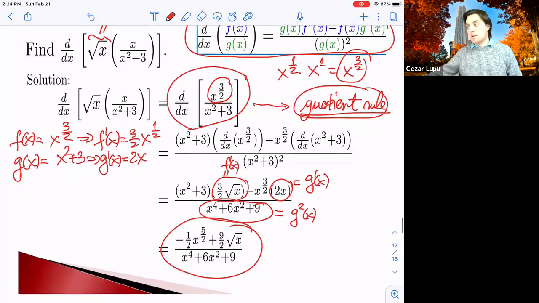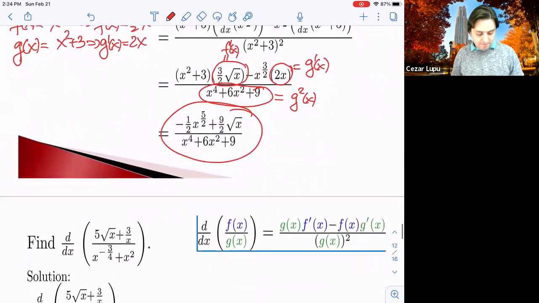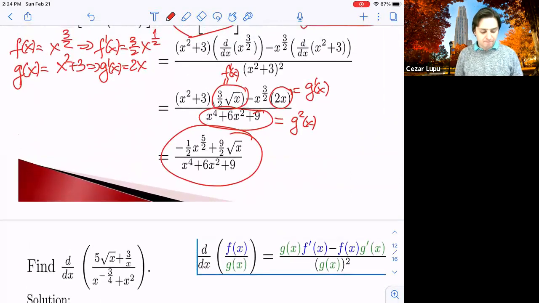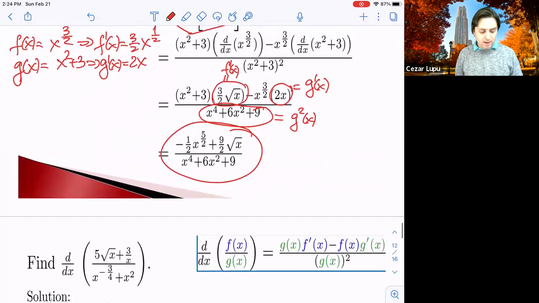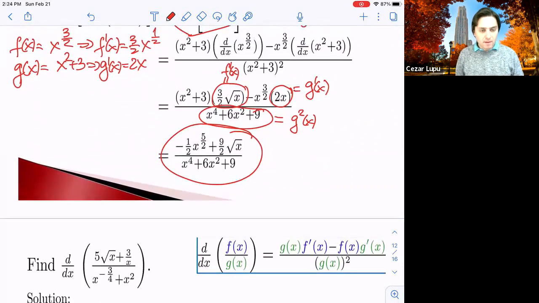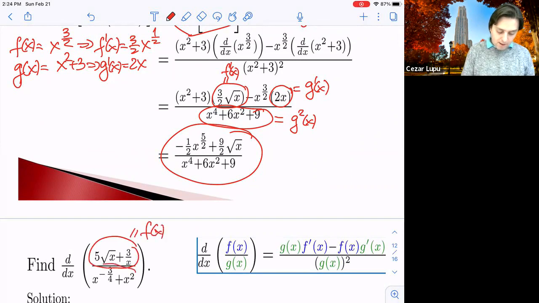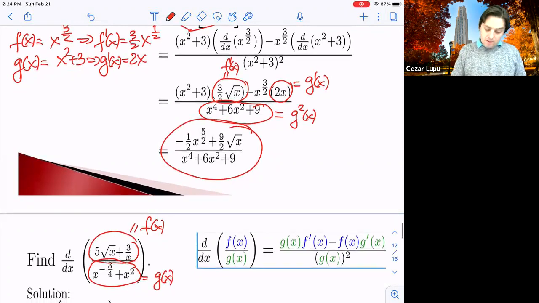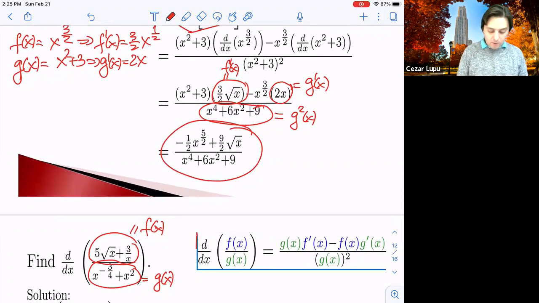Okay, let's see another example now. Look at this guy here. Wow, looks ugly. I don't like that. Very ugly. Let's see. You see, now I have here a combination of functions. So this is f. This guy is g. So I need to compute the derivative of each one of them. What a mess. So again, you can see here I have the quotient rule. So we're going to need that.